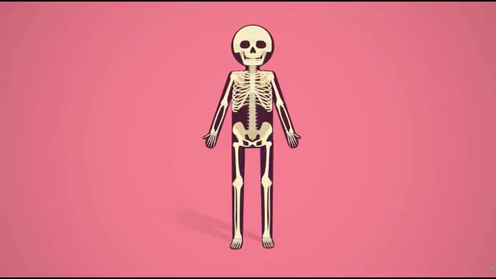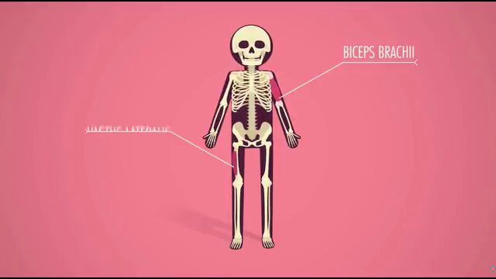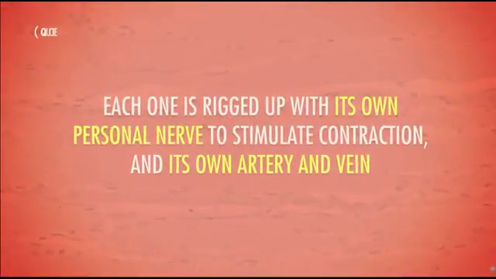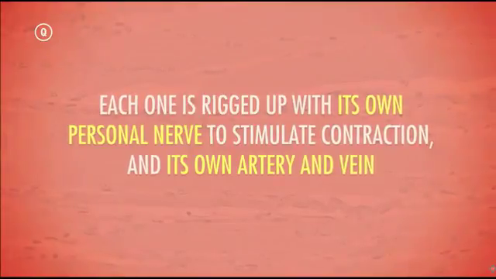Each one of your different skeletal muscles, like your biceps brachii or vastus lateralis or gluteus maximus, is technically its own organ made up mostly of muscle tissue, but also of connective tissue, blood vessels, and nerve fibers. And because your muscles are voracious energy hogs, each one is rigged up with its own personal nerve to stimulate contraction, and its own artery and vein to keep it well fed with all the blood and oxygen and nutrients it needs to operate.